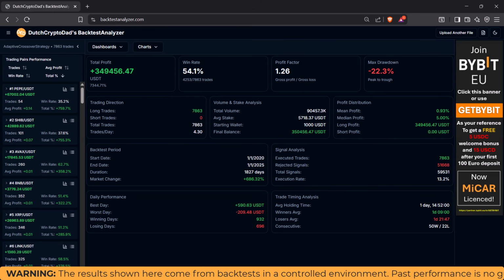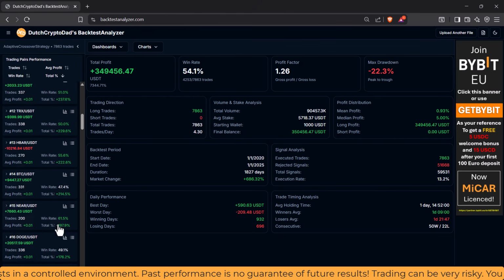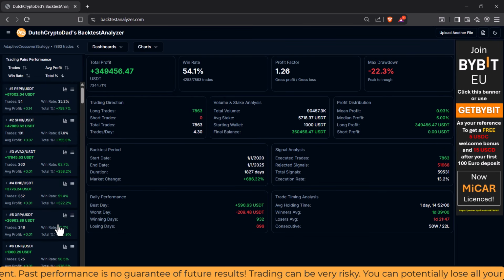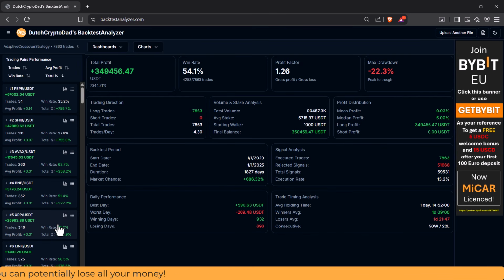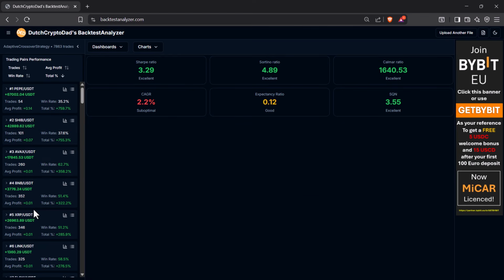And that's a total profit of over 35,000%. And let me put this into perspective, the overall crypto market gained over 686% during the same period. This strategy absolutely crushed it. But here is what really matters, the risk-adjusted returns.